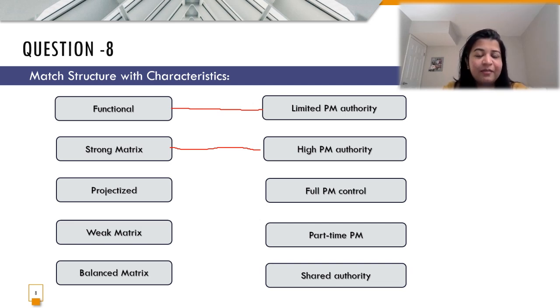Projectized is where the PM or the project manager has full control. So that's where we are going to map it with full PM control. For weak matrix, all of us know that the project manager and the staff work part-time. So that's where it's part-time project management tasks that you do. And the balanced matrix is where you share certain authority in regards to managing certain projects.